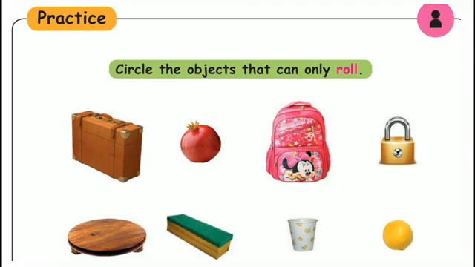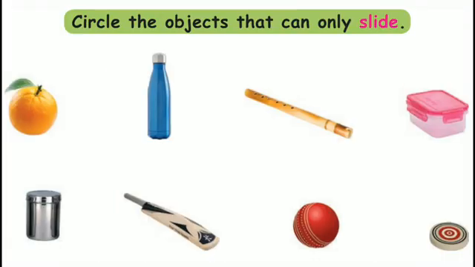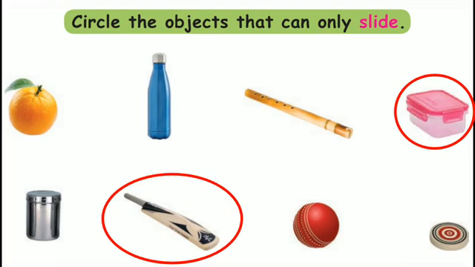See the practice. Circle the objects that can only roll. Students, identify the curved surface objects. Yes, pomegranate and lemon. These two objects can only roll. So circle the objects pomegranate and lemon. Next, circle the objects that can only slide. Students, identify the flat surface objects. Yes, box and cricket bat. These two objects can only slide. So circle the objects box and cricket bat.